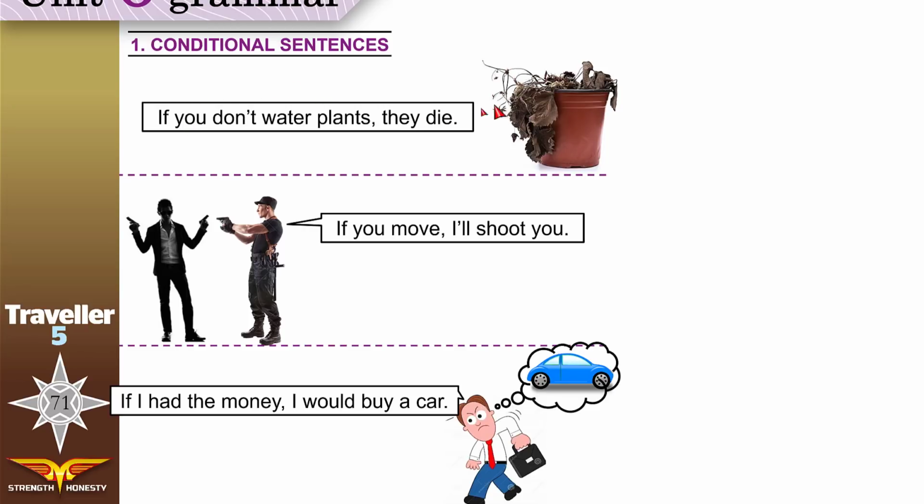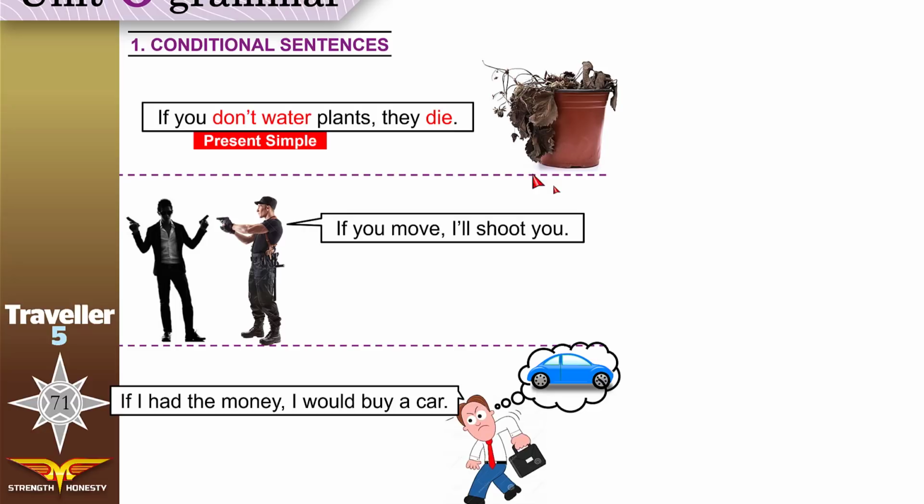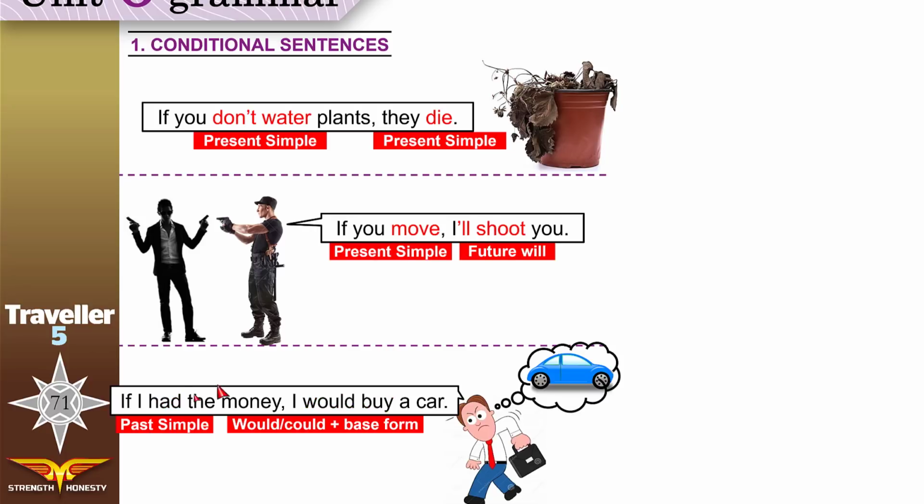Now look at the first situation. We used don't water. Don't water is in the present simple, right? If you forgot what present simple is, please watch Unit 1 Grammar. And in here, we also used present simple. In here, we used present simple and future will. Okay, here we used past simple and we used would. You can also use could and the base form of the verb.